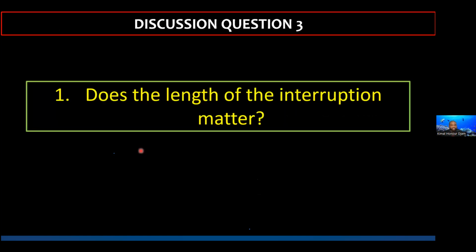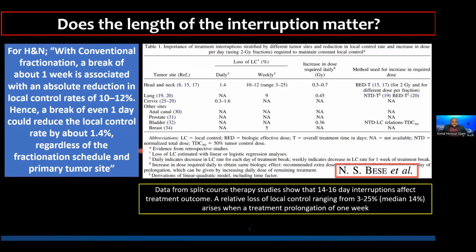Does the length of gap in the treatment matter? When you look at this study, which really was a recent study for head and neck patients with conventional fractionation, the study found that a break of about 1 week is typically associated with an absolute reduction in the local control rate of between 10 to 12%. What that means is that even for a head and neck patient, a gap of even 1 day could reduce the local control by a rate of 1.4%, regardless of the fractionation schedule or the primary tumor. I thought this really was a profound conclusion from the table.